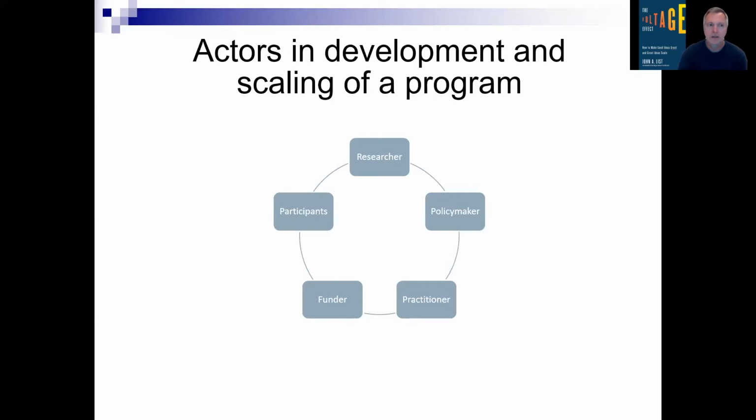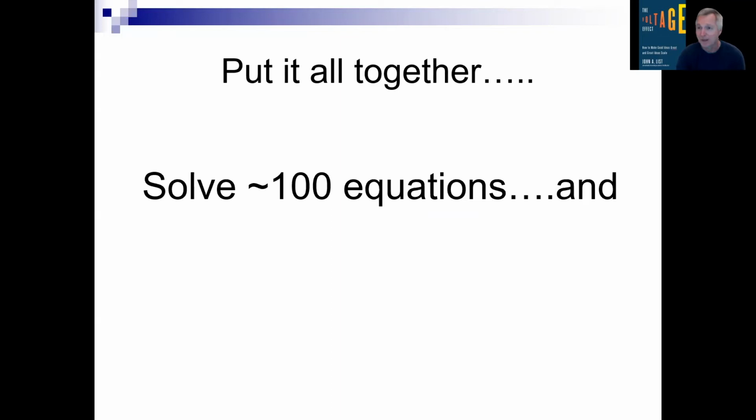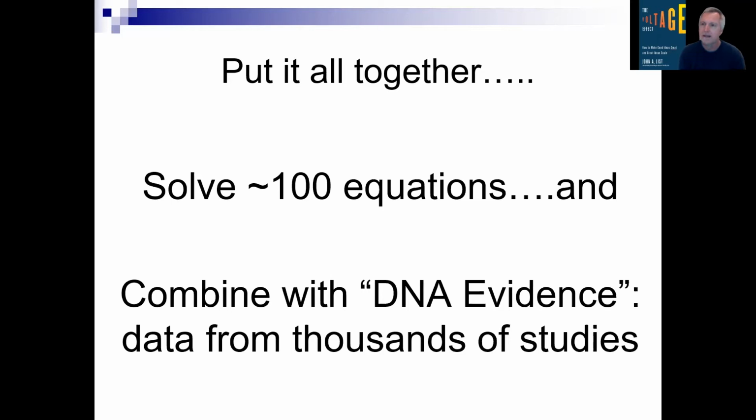We end up putting all of those equations, and those are in academic papers now, buried in academic journals. And we then combine that theory with what I would call DNA evidence. We're looking at the DNA from thousands of studies to figure out, where is our theory right? Where is it wrong? And what can we in general take from both the theory and the empirical work, the DNA evidence, that we can call and learn about the science of scaling?